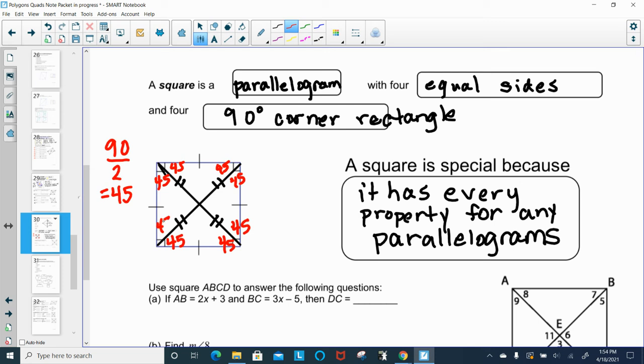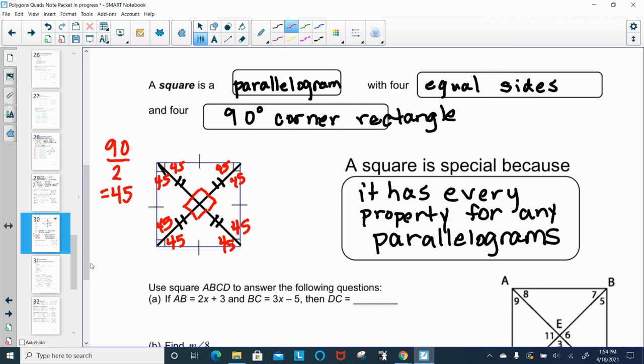And then remember, they also have those 90s here that the rhombus had. The diagonals are also perpendicular to each other, so they form 90-degree angles. So basically, the square is almost the easiest shape because it has everything. There's really no guessing or remembering. It's just every possible property.